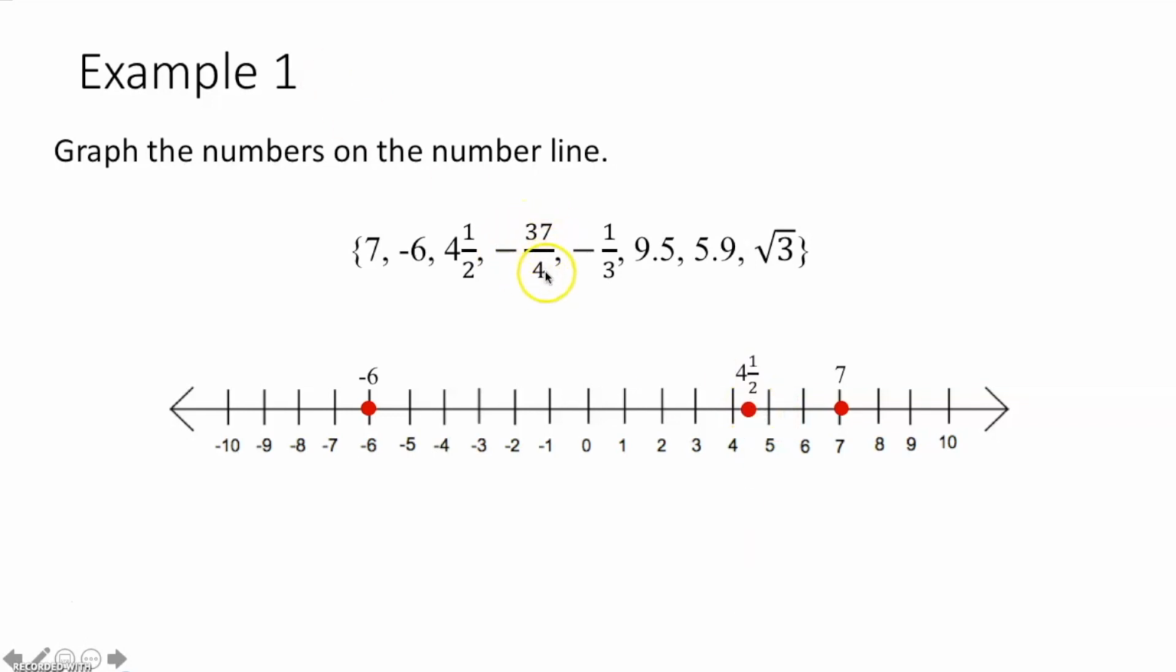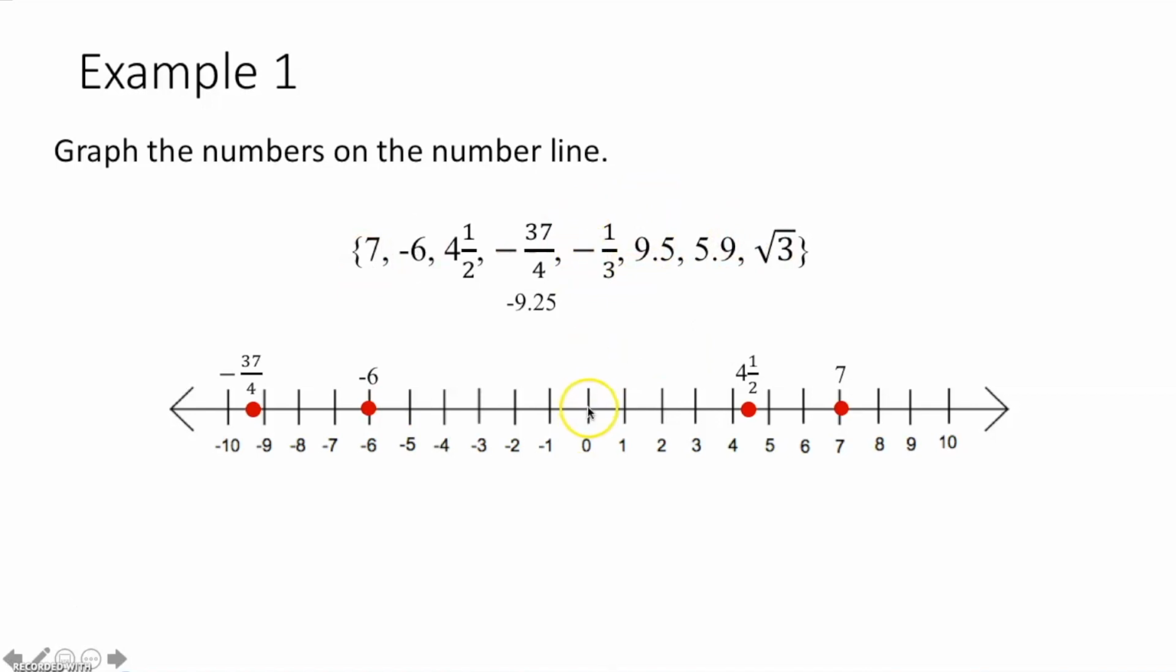-37/4, or 37/4. How do we figure out what that is? Well, first, let's figure out what that is as a decimal in order to plot that. 37 divided by 4 is going to give you -9.25. Now that we know it as a decimal, it's a little easier to graph on our number line. We go over to -9, and now this number is going to be between -9 and -10. But since it's -9.25, it's going to be a little bit closer to -9 than -10, so we're going to put it right here.